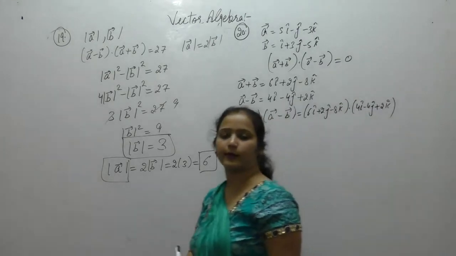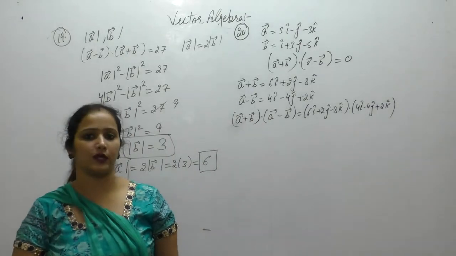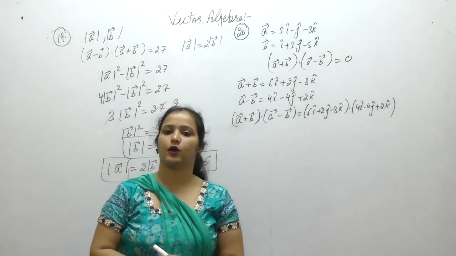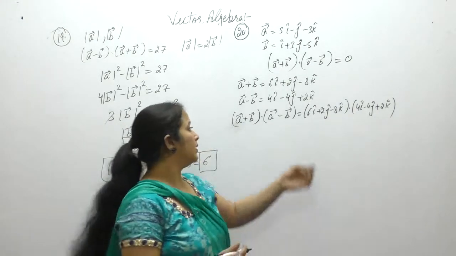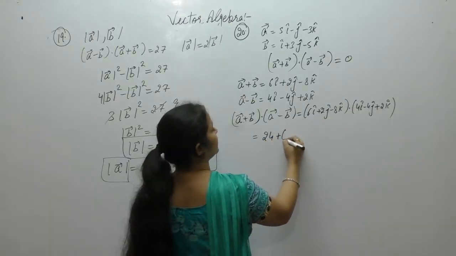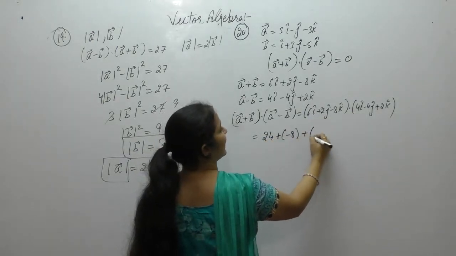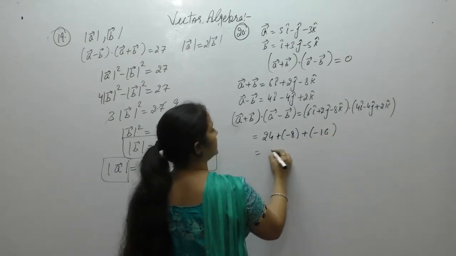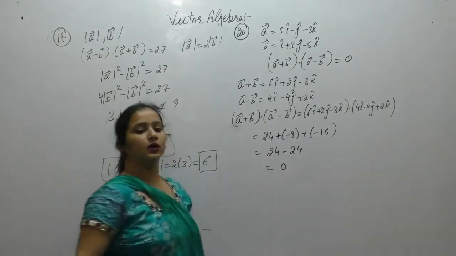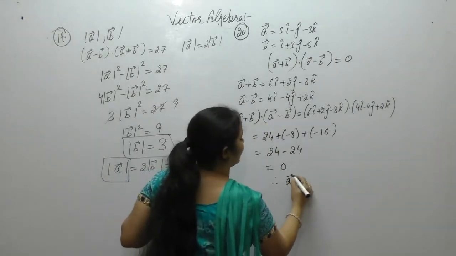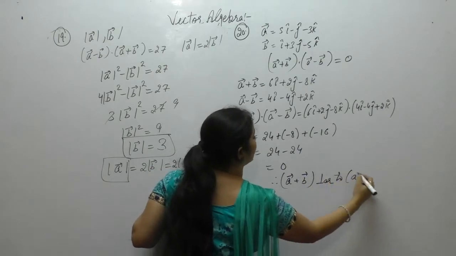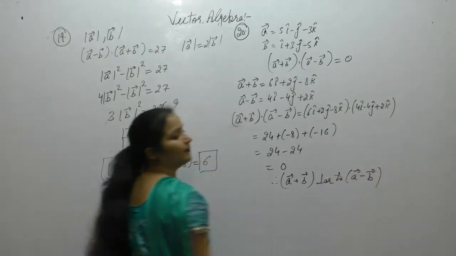We know that the dot product of the same components has value 1 and the dot product of one component with any other component has value 0. So i dot i, 6 into 4, 24; 2 into minus 4, minus 8; minus 8 into 2, minus 16. 16 and 8 is 24, so their dot product is 0. Therefore, vector A plus B is perpendicular to A minus B.